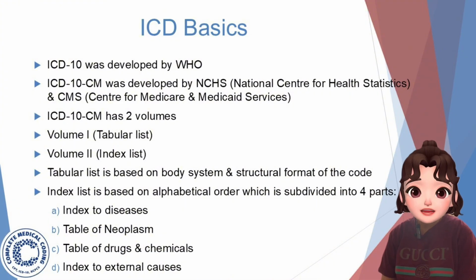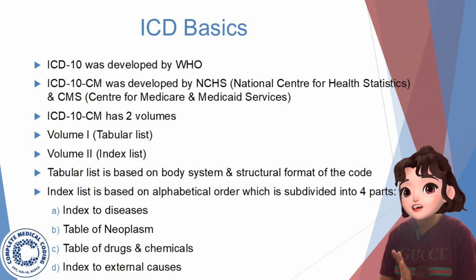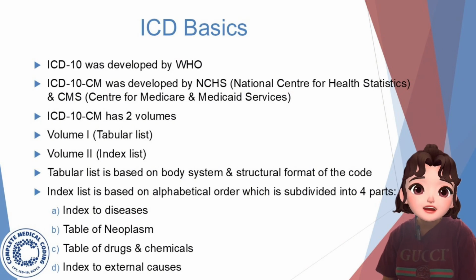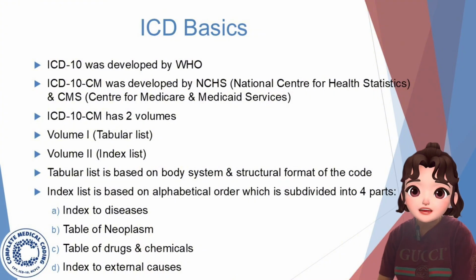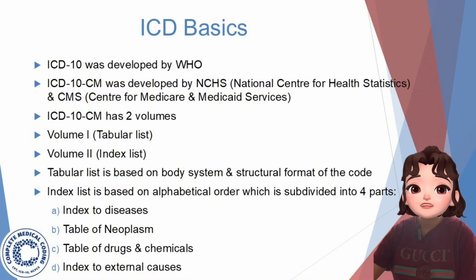ICD-10-CM has two volumes. Volume 1 is the tabular list and volume 2 is the index list. The tabular list is based on body system and structural format of the code, whereas the index list is based on alphabetical order, which is subdivided again into 4 parts. Basically, when we are searching for a code, we move directly to the alphabetical index. That is subdivided into 4 parts: index to diseases, table of neoplasm, table of drugs and chemicals, and index to external cause.